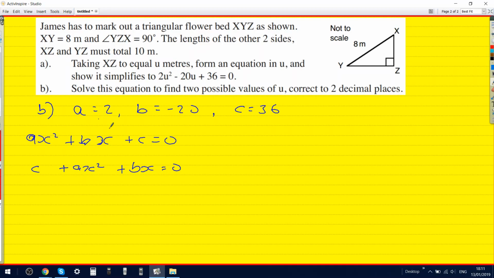So 36 is C. Minus 20 is B. Okay, perfect. So to start again, X equals minus minus 20.